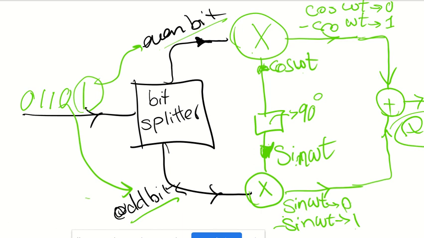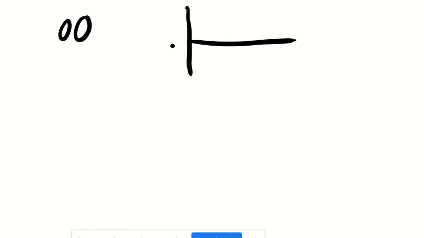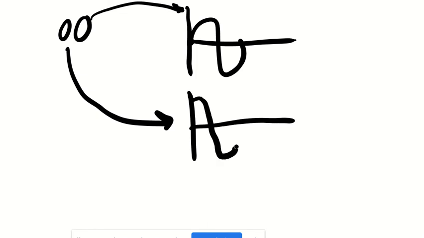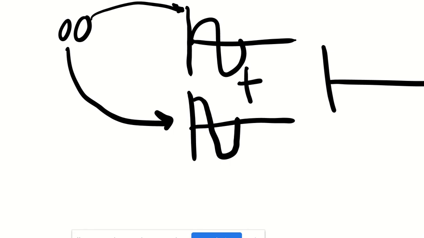For example, from what I said so far, when you send 0, 0, what does it mean? So 0, 0 means that I am putting my cosine of omega t, right? I'm sending 1, 0 with cosine of omega t. I'm sending another signal with sine of omega t. And then I'm adding them to get a signal here, right?